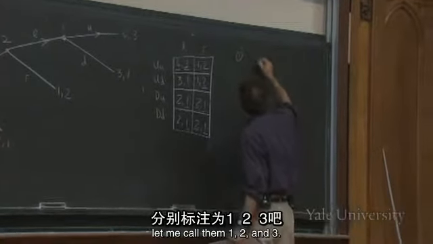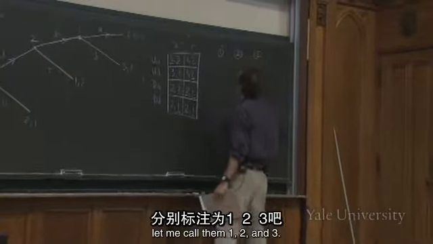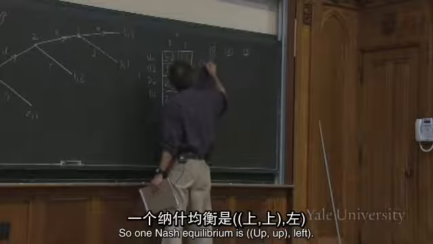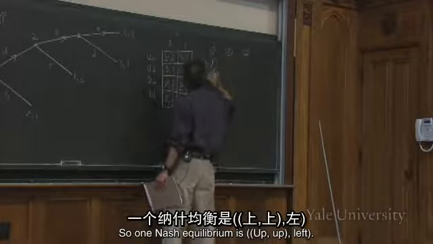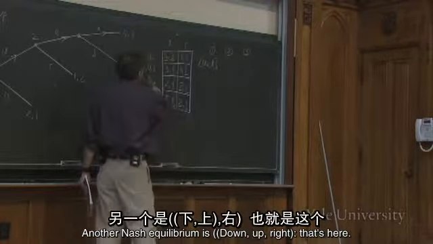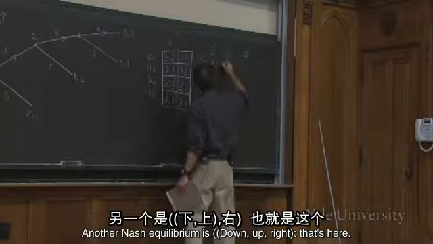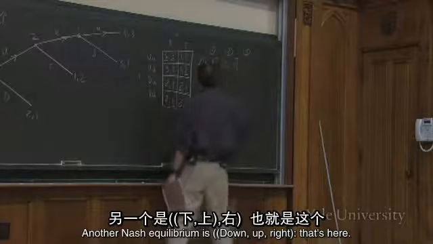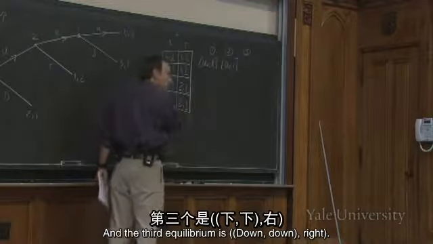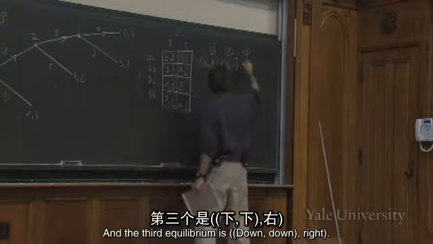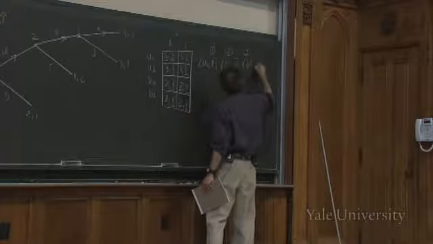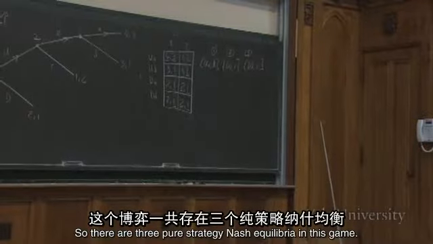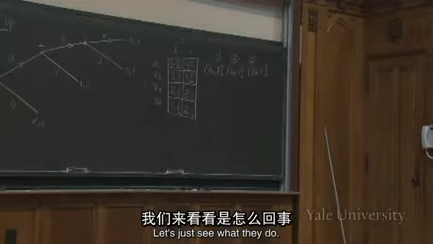Let me call them 1, 2, and 3. One Nash equilibrium is up, up, left. Another Nash equilibrium is down, up, right. That's here. And a third equilibrium is down, down, right. All right, so there are 3 pure strategy Nash equilibria in this game. And let's just see what they do.